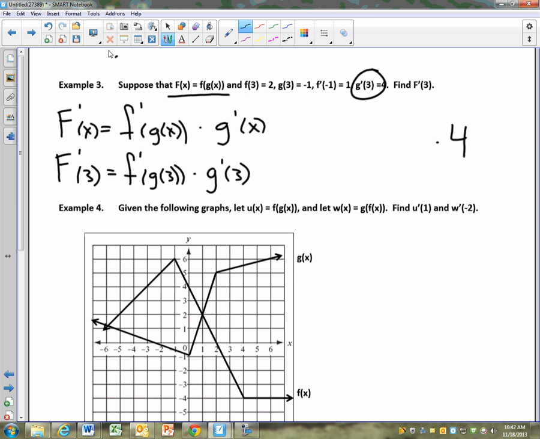Before I do f prime of g of 3, I first have to find what g of 3 is, don't I? What is g of 3? G of 3 is negative 1. So this is the same as f prime of negative 1. What is f prime of negative 1? 1.